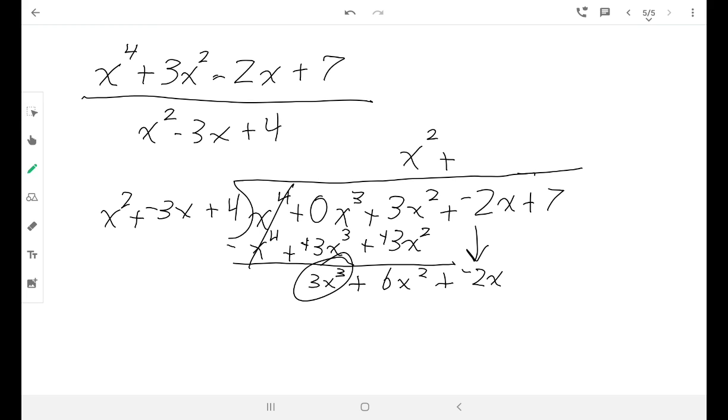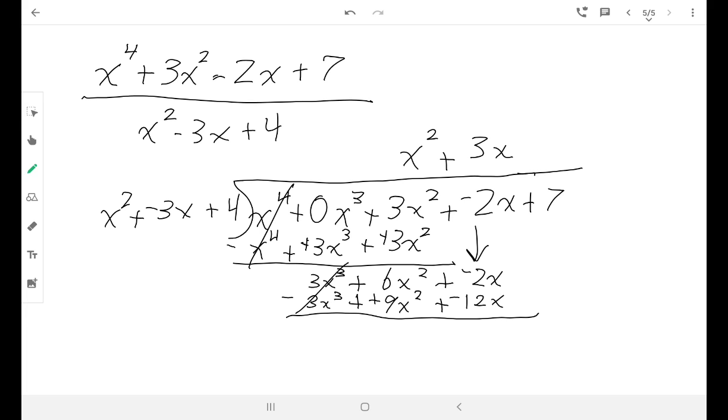Now, I need to make the 3x cubed right there. What do I multiply by this x squared to make that happen? Well, 3x will do the trick. So that's 3x cubed plus 3x times negative 3x is negative 9x squared, plus 3x times 4 is 12x, and change the signs so that I am subtracting throughout. These two cancel. They better cancel. That's how you designed it.